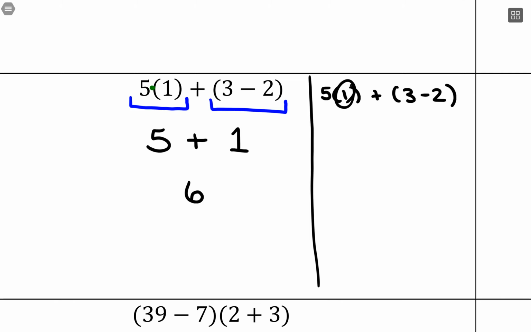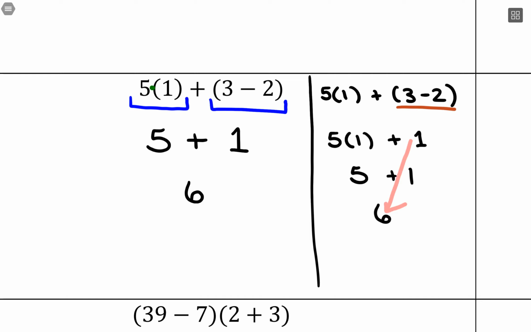Well, this first set of parentheses with the 1 is completely simplified, so there wouldn't be anything to do there, but I would simplify this 3 minus 2. What that would look like is I'd still have the 5 times 1 plus 3 minus 2, which is 1. And then order of operations would tell me to take care of the multiplication, so the 5 times 1, and then I still have the plus 1 and the 6. So some extra steps there, but this more strictly follows order of operations with PEMDAS.